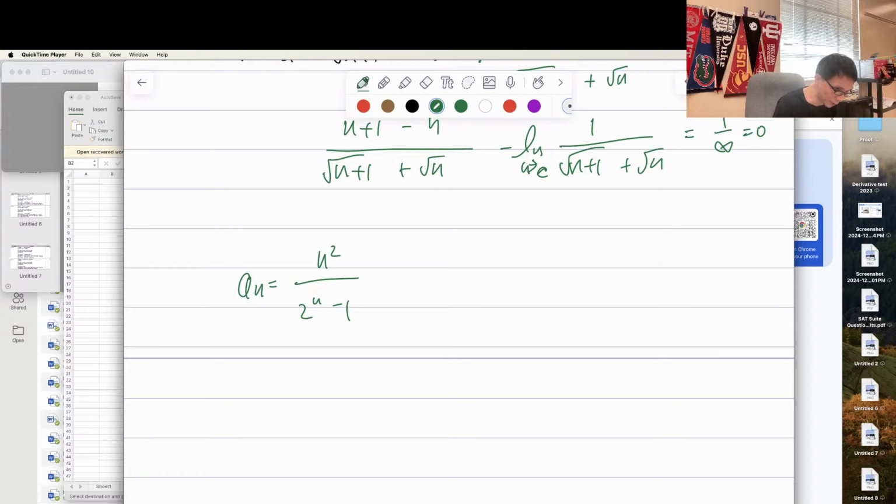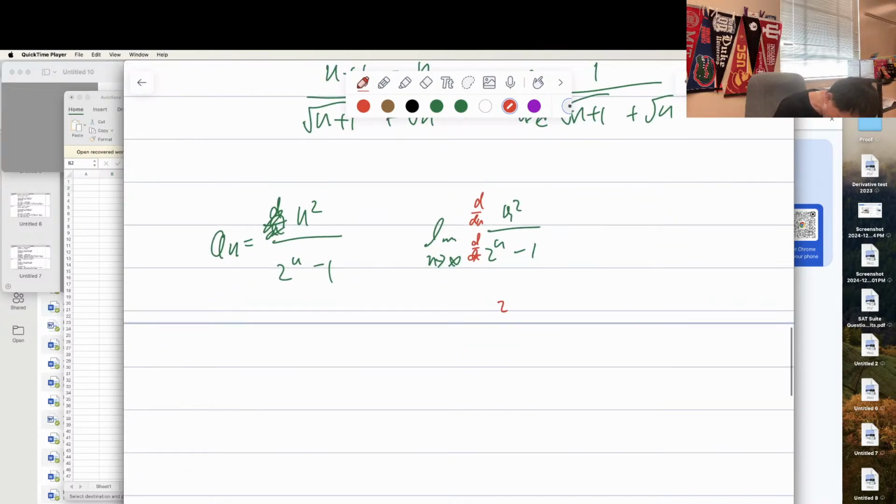Okay, so if I take a derivative, let me remind you guys how to take a derivative of this. The limit as n approaches infinity of n squared over 2 to the n minus 1. So that's d/dn here. Or I should write it in terms of x, but I'm too lazy to do that. So that's going to be 2x, obviously. And on the bottom is going to be the derivative of 2 to the x, which is equal to ln 2 times 2 to the x.